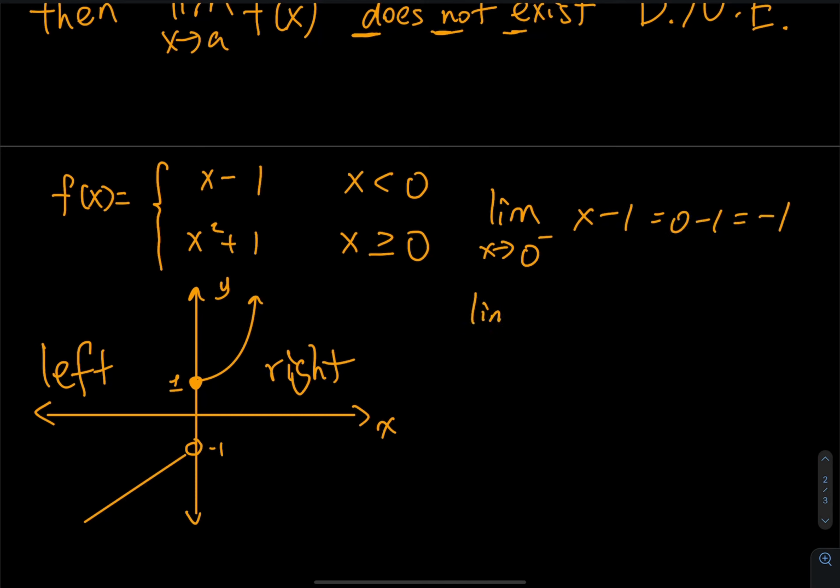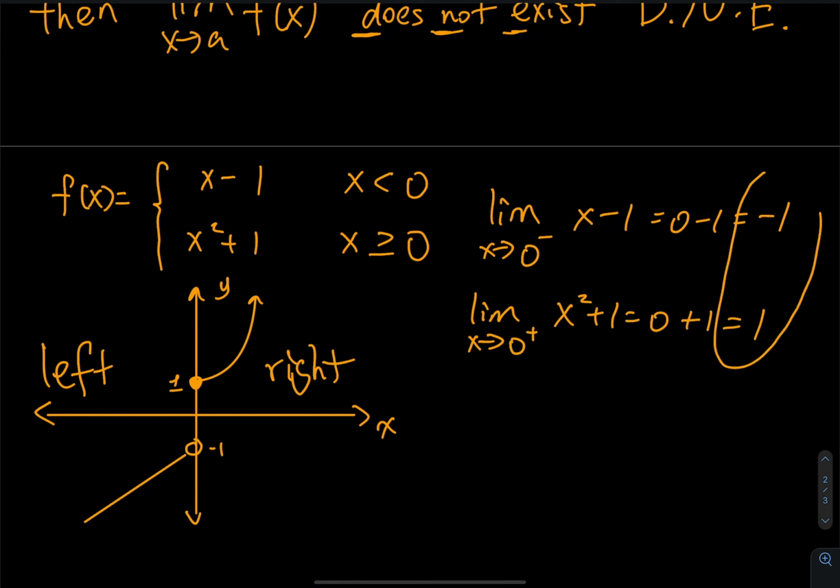The right hand side, the limit as x approaches 0 from the right, then we will be picking the parabola, because this is the right hand side. Your left hand and your right hand. Your right hand is right here, right? Your left hand is right over there. So we will be picking the parabola, x squared plus 1. So 0 plus 1, that is equal to 1.